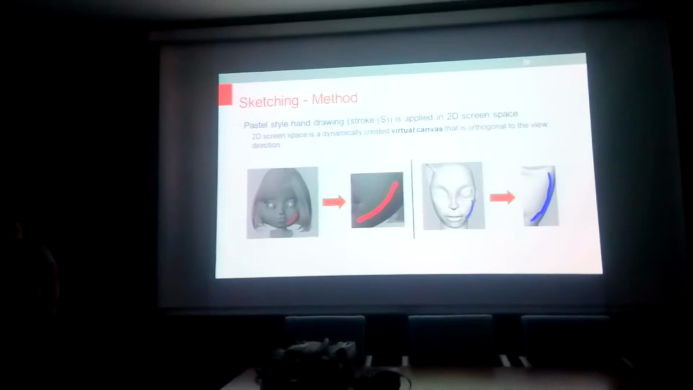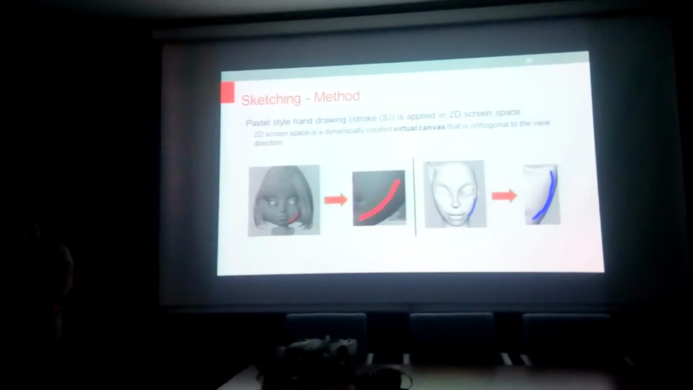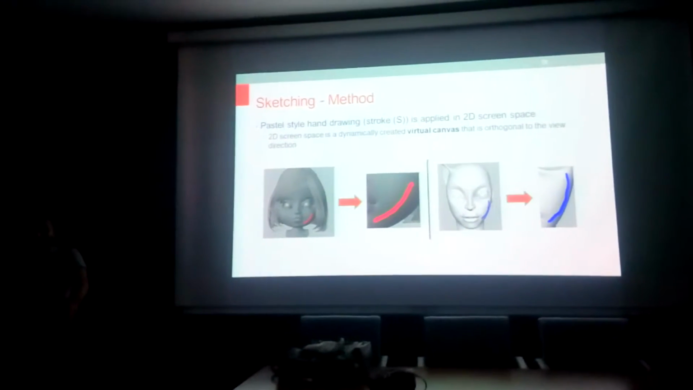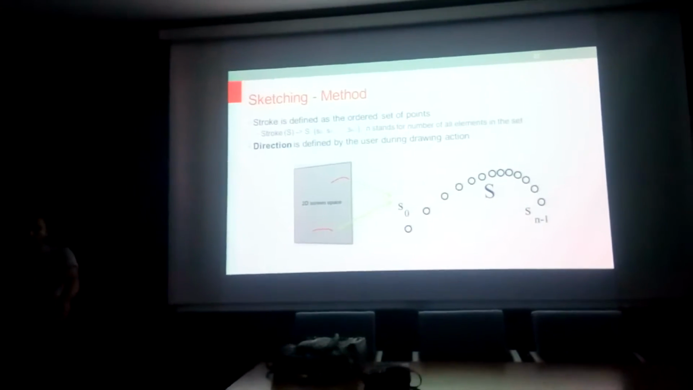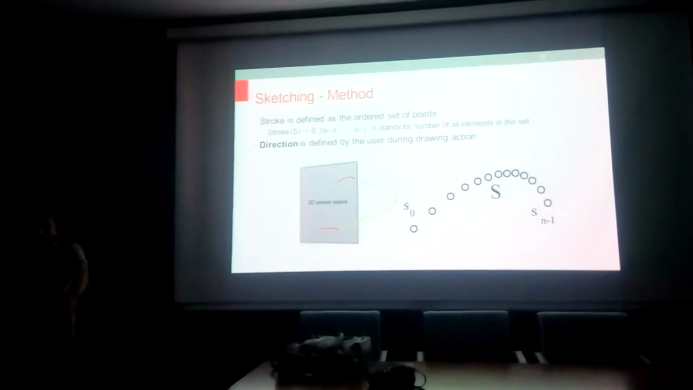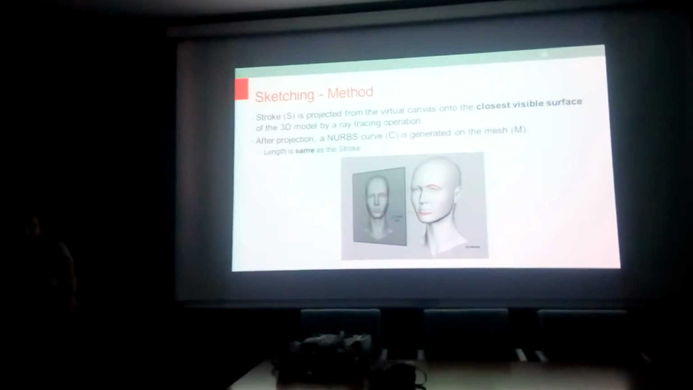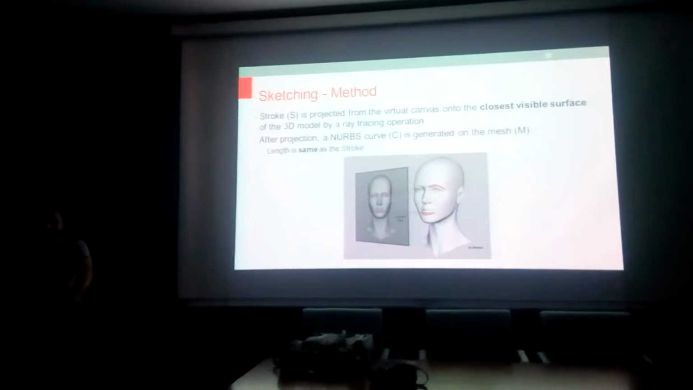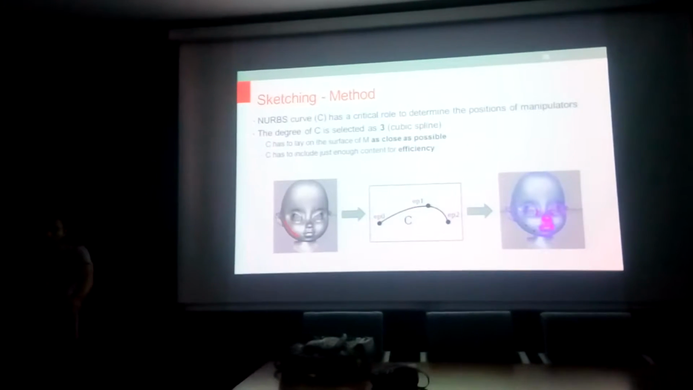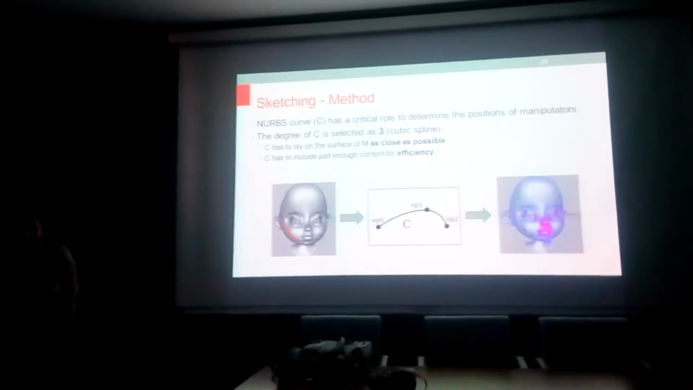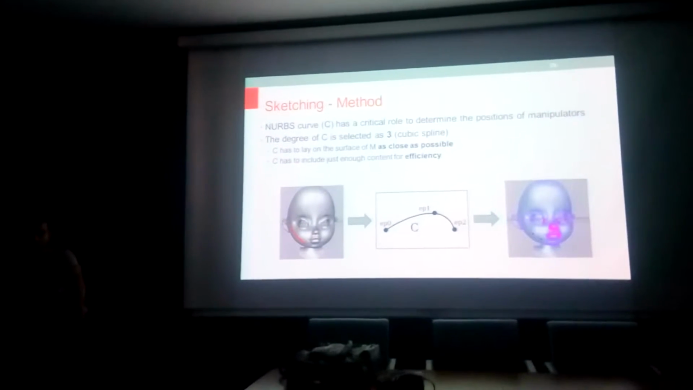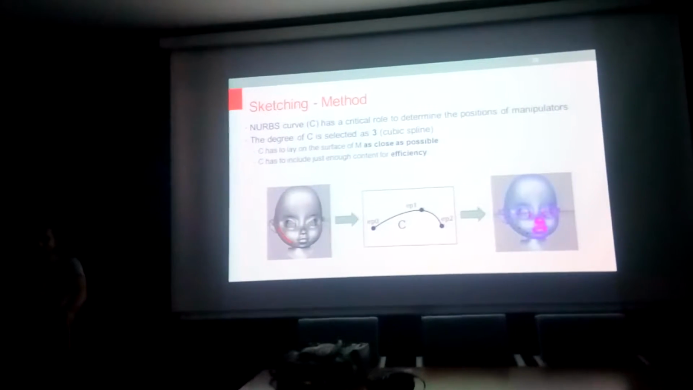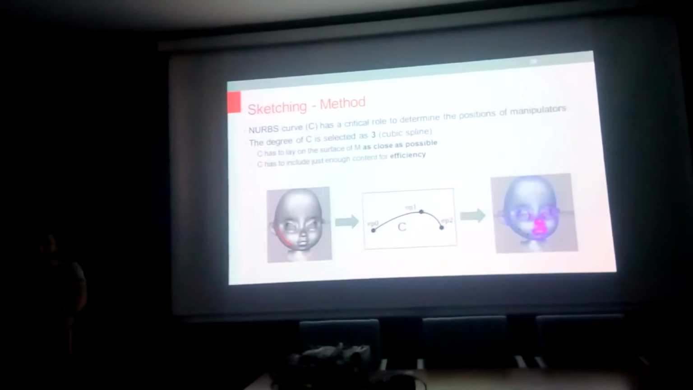Sketching starts with a pencil-style hand drawing that is applied in 2D screen space. 2D screen space is a dynamically created virtual canvas that is orthogonal to the viewer. A stroke is defined as an ordered set of points. These points are shot from the cursor to the screen. After applying the stroke, it is projected from the canvas onto the closest visible surface of the 3D model, and a NURBS curve is generated on the mesh. The curve is critical, and at this stage it determines the positions of the manipulators. It was selected as a cubic spline to allow the curve to lay on the surface of the model as closely as possible, and it includes just enough control points for efficiency.